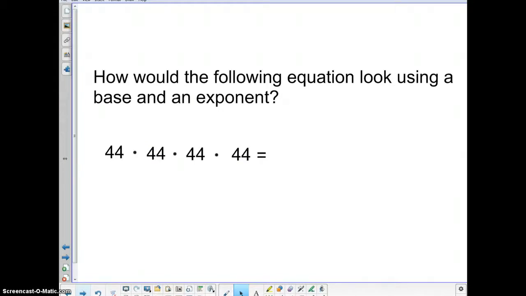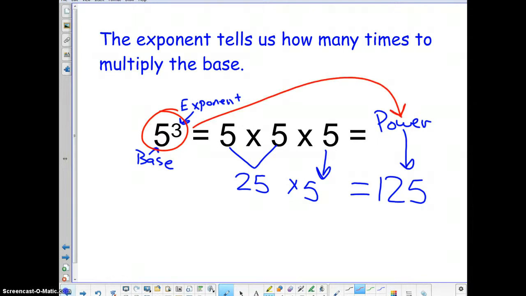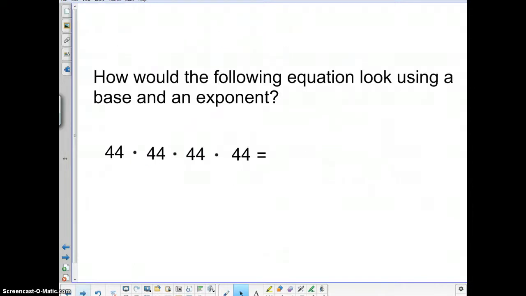Next question: how would the following equation look using a base and an exponent? So what we have to know is how to go from an exponent to a power and vice versa. So we'll be given something like this, 5 to the third, a base and an exponent, and then we'll have to come up with the power. But sometimes they're just going to give us 4 or as many numbers as we need to multiply together, and then we have to create the exponent ourselves.